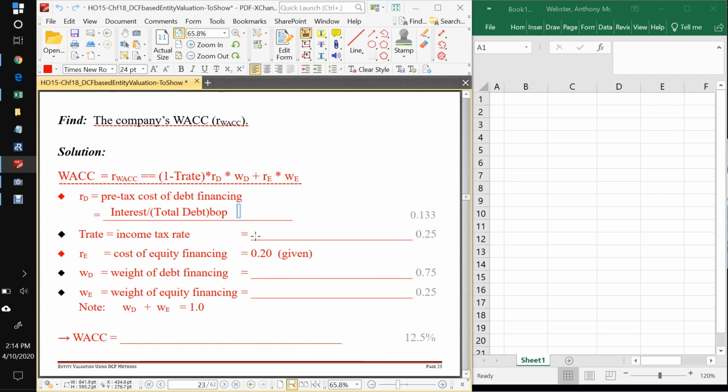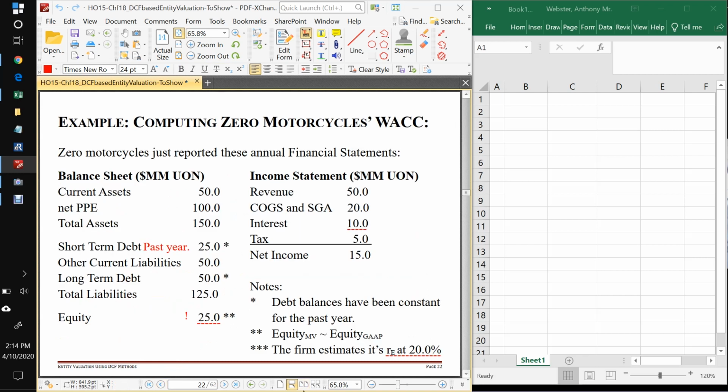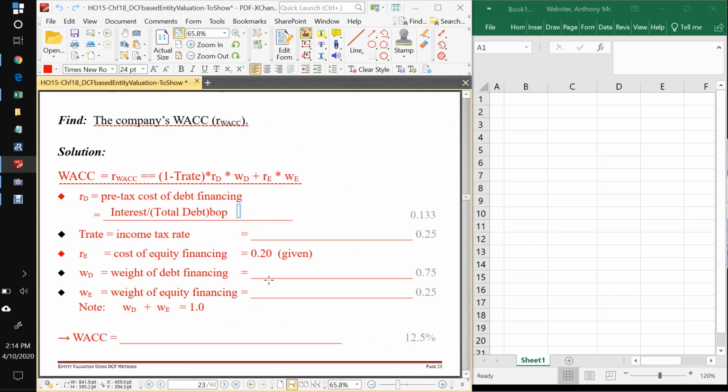So we have 10 over 75. Okay, 10 divided by 75, and that's equal to, I think, 0.133. But let's go ahead and check that here. Yep.